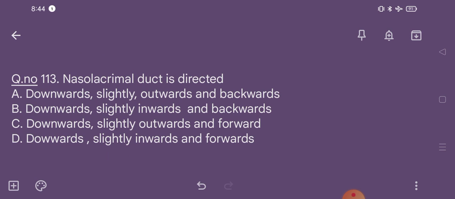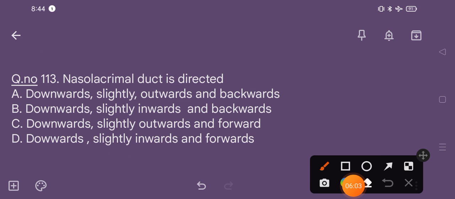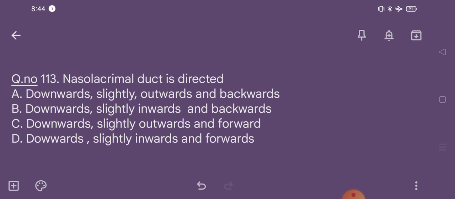Question number 113. Nasolacrimal duct is directed: option A, downwards, slightly outwards and backwards; option B, downwards, slightly inwards and backwards; option C, downwards, slightly outwards and forwards; option D, downwards, slightly inwards and forwards. The correct option is option A, that is downwards, slightly outwards and backwards is the direction of nasolacrimal duct.